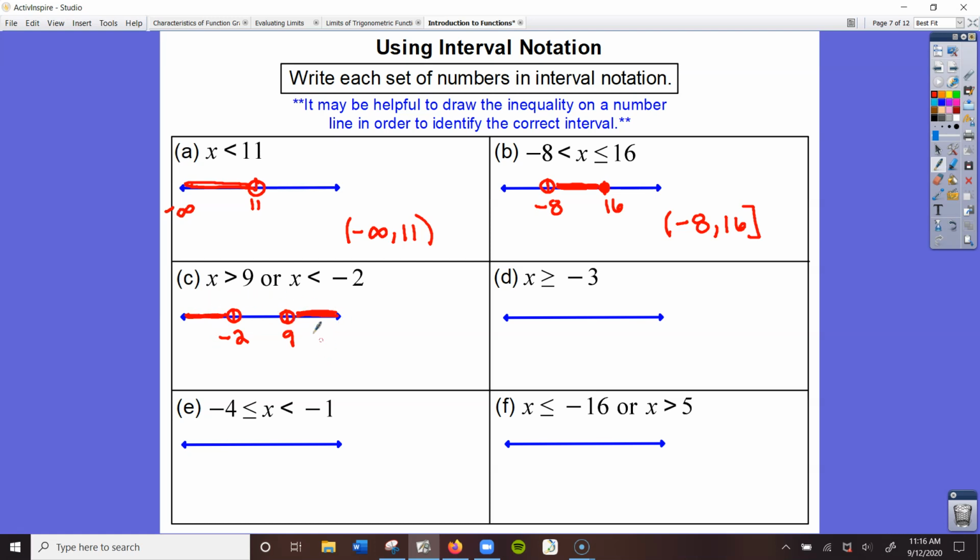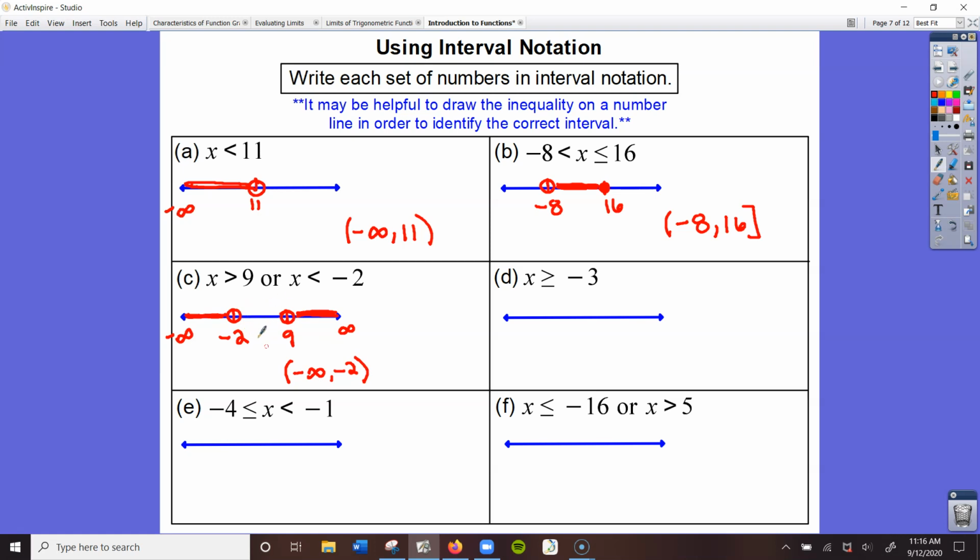Since we have two shaded regions, that means that the domain is going to have two intervals, two sections. So remember, the left side here is negative infinity, and the right side here is positive infinity. So for this particular inequality, our domain would be from negative infinity to negative 2. I have to stop there because we have this empty section in the middle.